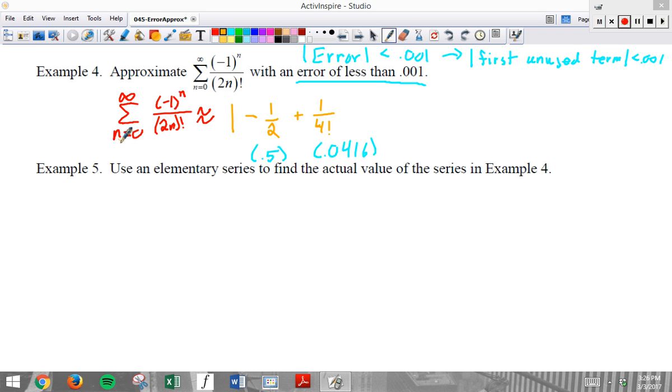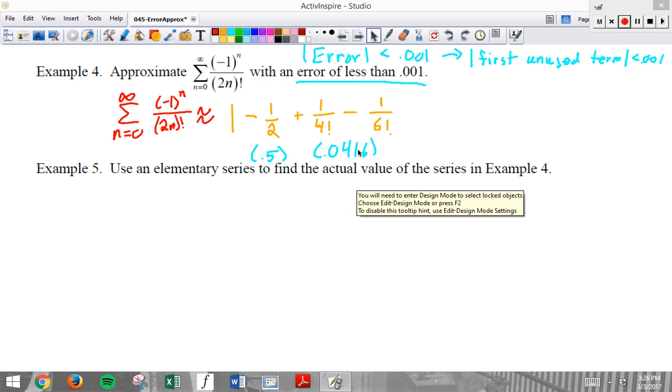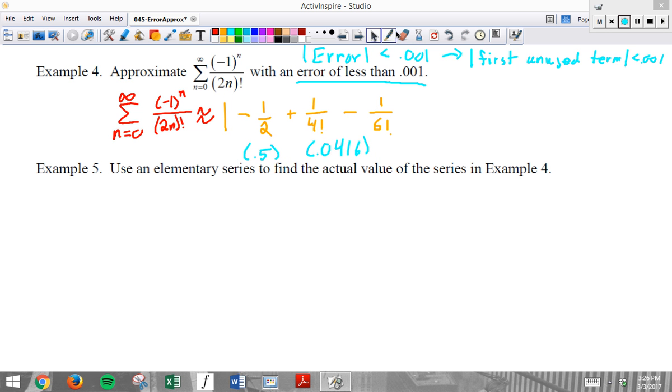So, n equals 0, 1, 2, n equals 3. Minus, because I can at least do negative 1 to the third in my head, 1 over 6 factorial. So just to be clear, that was the value for 4. So now, if I wanted to use these three, this would be the first unused term, 1 over 6 factorial. Let's see what the error would be. 6 factorial is 720. The error would be 0.001.